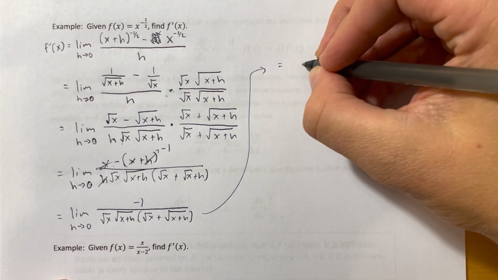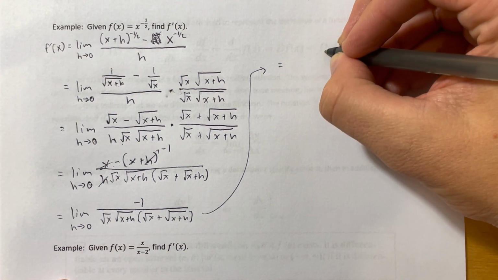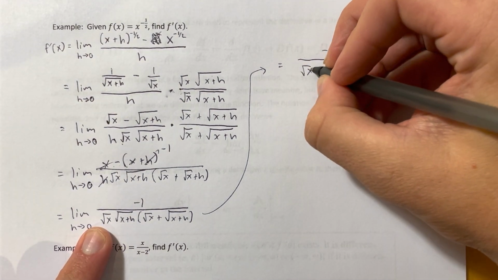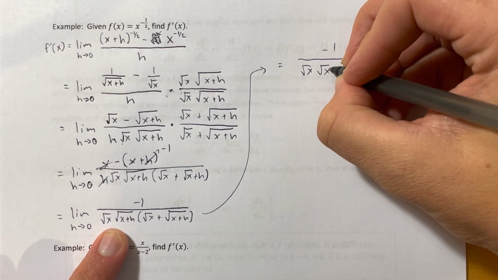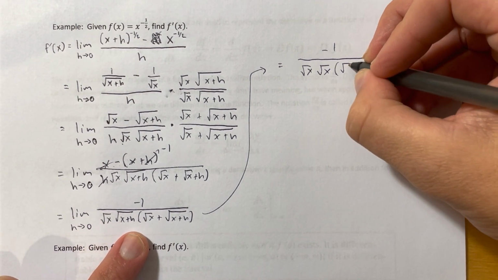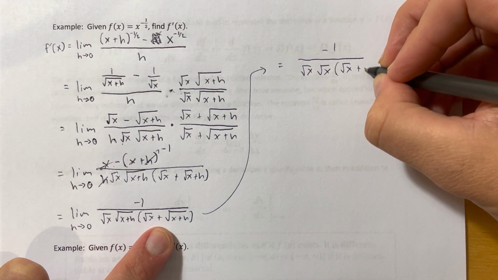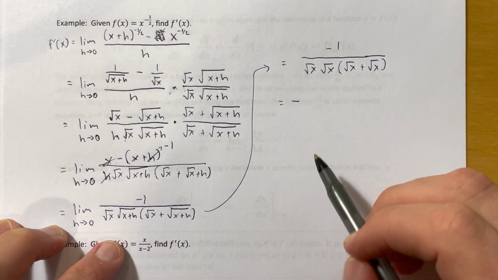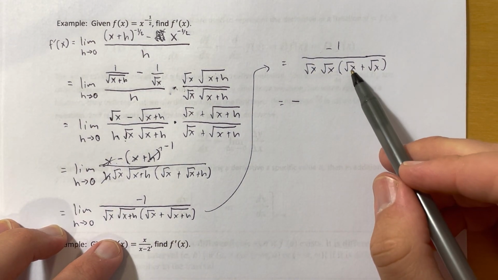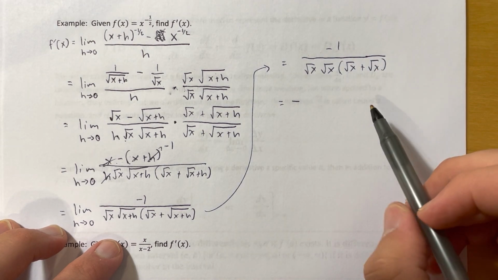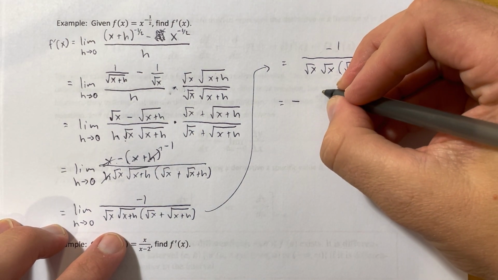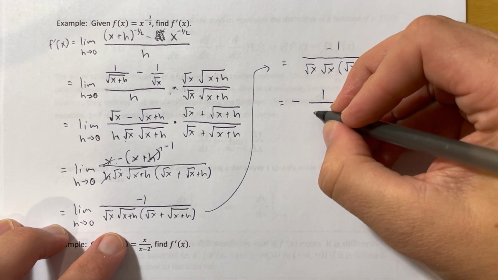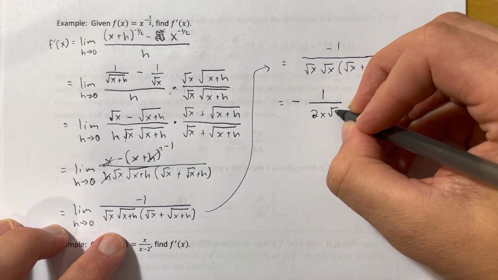What would that equal? That's going to equal negative 1 over root x times root (x plus 0), which is just root x, times root x plus root (x plus 0), which is root x. Okay, this is equal to what? Well, root x times root x would just equal x, and root x plus root x is equal to 2 root x. This whole thing simplifies to negative 1 over x times 2 root x, or 2x root x.